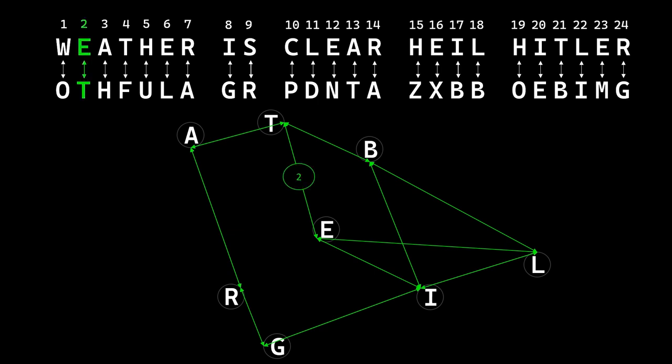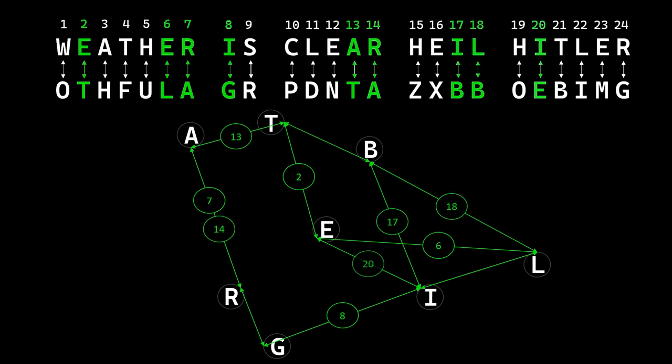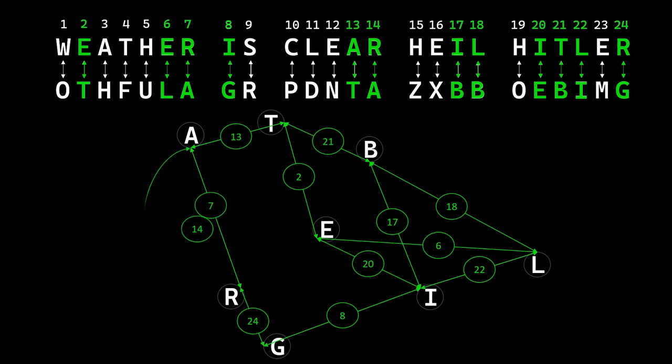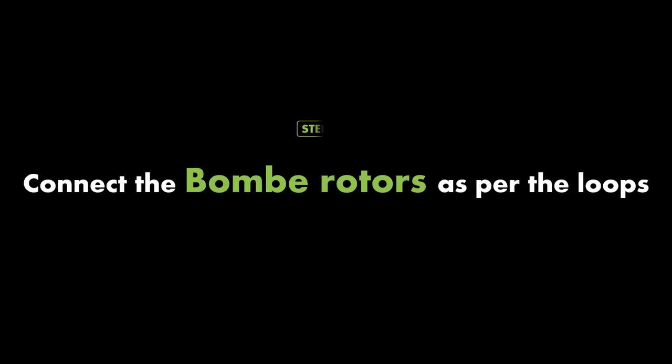Now, let us number the branches in each loop, as per their position relative to the initial rotor position. Notice that we have two occurrences of conversion from R to A. This actually gives us an additional loop. We have now identified all the loops and corresponding connections. This completes step 1. Moving on to step 2, connect the Bombe rotors as per the loops.